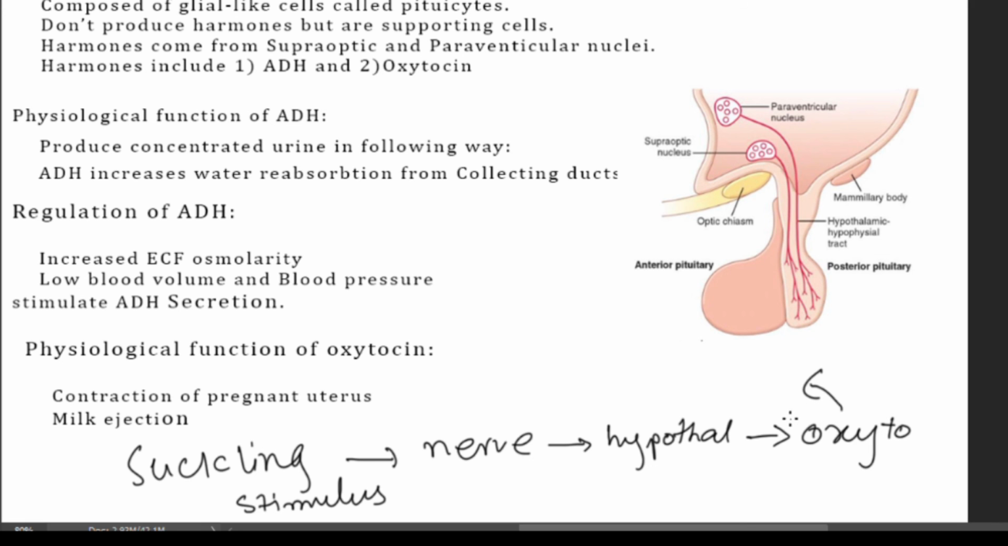Oxytocin then acts on the myoepithelial cells, which are located outside of and form the lattice network surrounding the alveoli of the mammary glands, which will then cause the ejection of milk. So in this way, oxytocin increases milk ejection during the suckling stimulus applied by the infant.